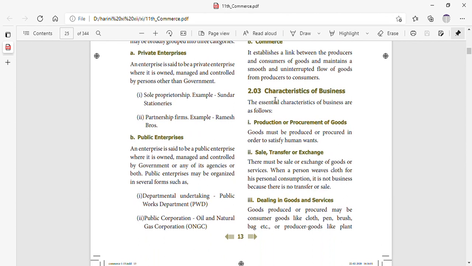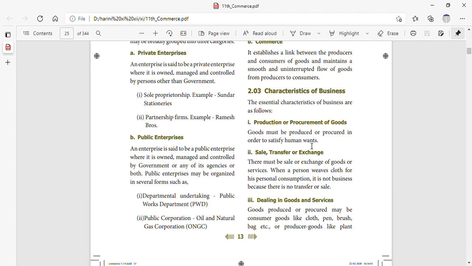So, characteristics of business. The first one is production and procurement of goods. What is production? It is producing that product. It is called production for satisfying human wants. Producing a product for human needs.